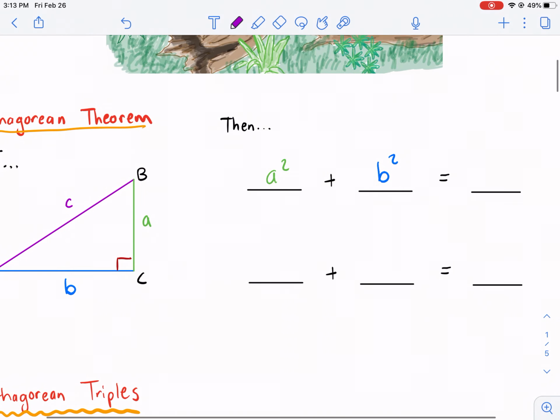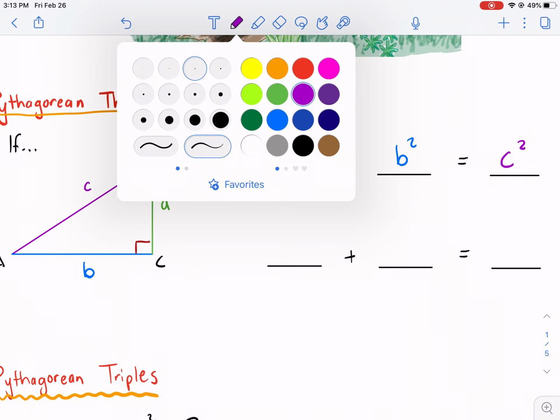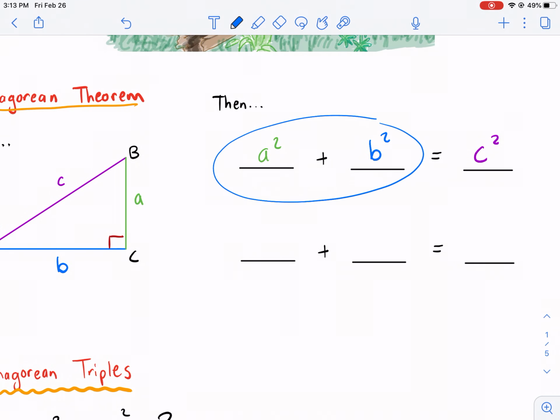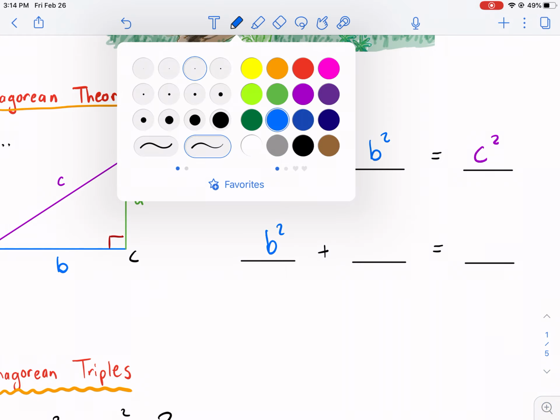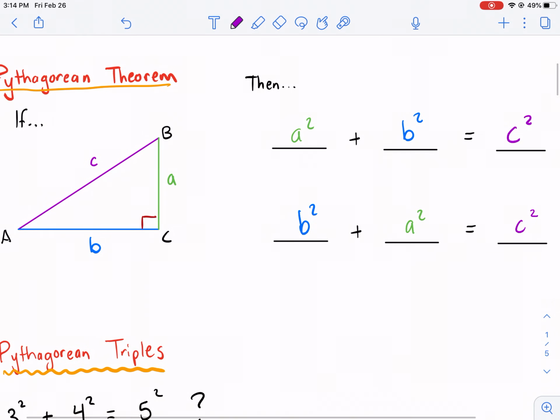Now, I'm not going to get into the proof of why this works in this video, but if you guys want me to make a video on why it works, just let me know. Now, because of the commutative property, we can just change this around. So we can also have B squared plus A squared equals C squared. Okay, so let's go ahead and write that. All right, so that is the Pythagorean Theorem.